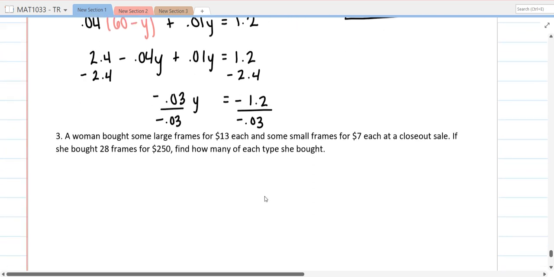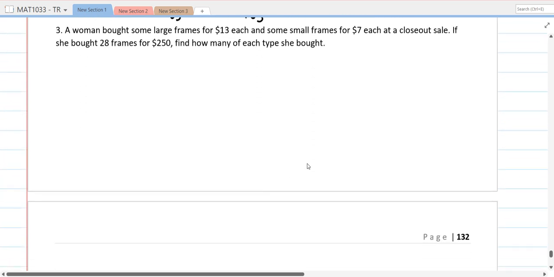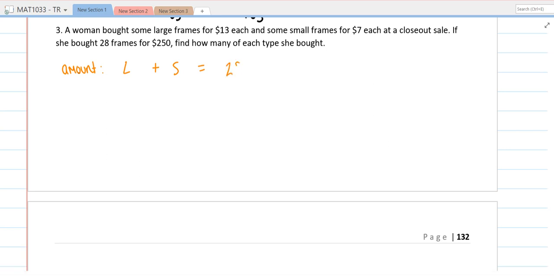Okay. So then number 3, a woman bought some large frames for $13 and some small frames for $7 at a closeout sale. If she bought 28 frames for $250, how many of each type did she buy? So this is the same setup as the previous one that we did. You're going to have your amount equation, which is I bought small and large frames. So I could even just do this, large plus small, and I bought a total of 28 of those.